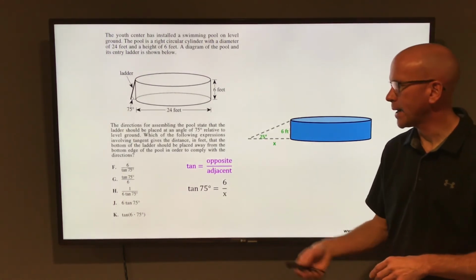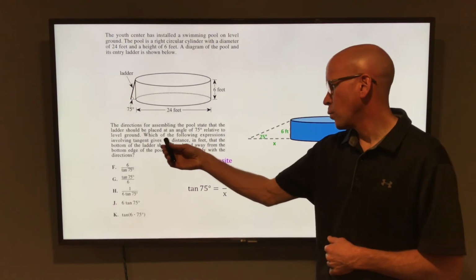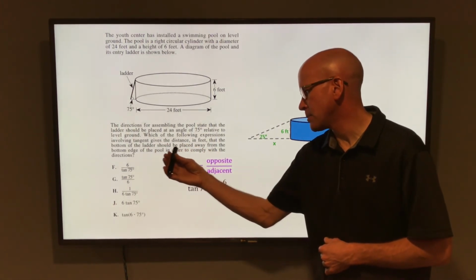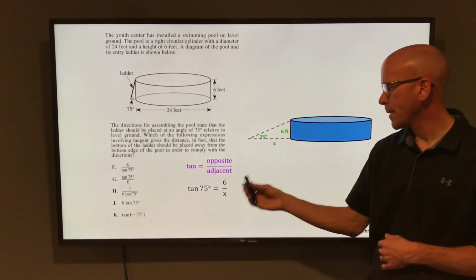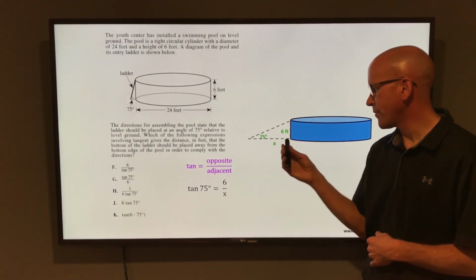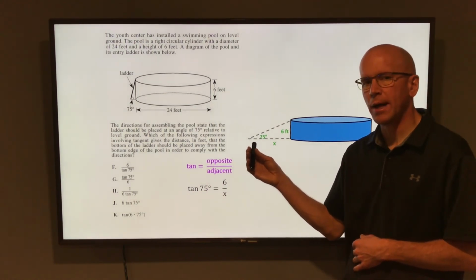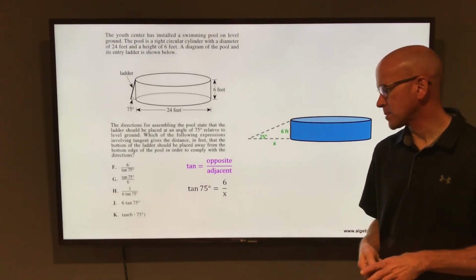Because it says, which of the following expressions involving tangent gives the distance in feet that the bottom of the ladder should be placed away from the bottom edge of the pool? Well, that placement away from the edge of the pool, that is this side X. Distance away from the pool that the ladder is placed is side X. So we need to solve this for X.